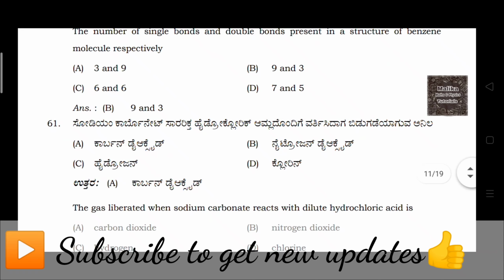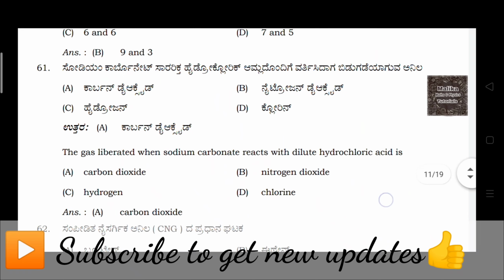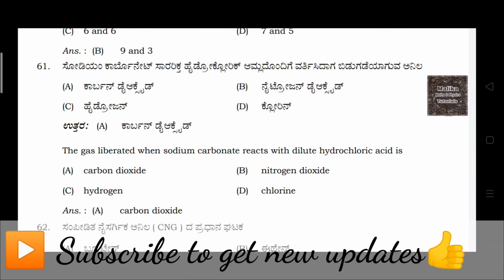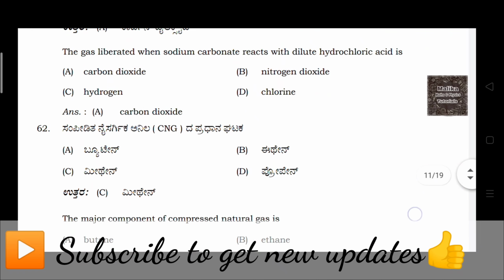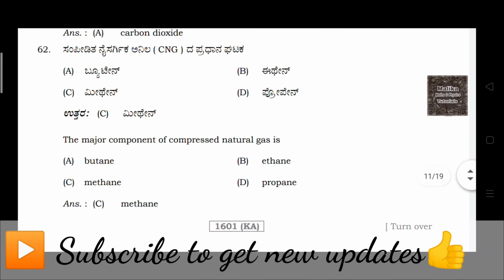Question number 61. The gas liberated when sodium carbonate reacts with dilute hydrochloric acid is carbon dioxide gas. Question number 62. The major component of compressed natural gas is methane.